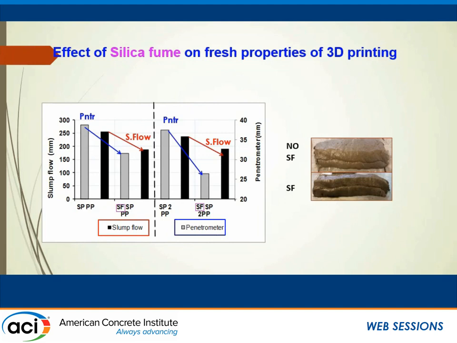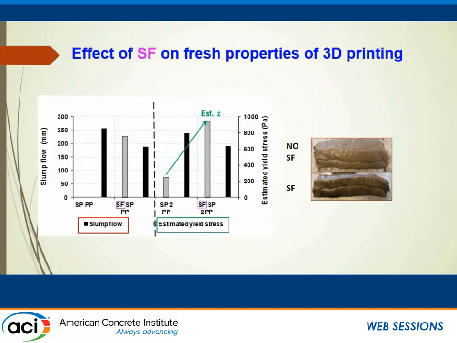The next one shows the effect of silica fume, the mix with silica fume below, and here without silica fume. By adding 8% silica fume, the slump flow goes down, as expected, and the penetration also goes down. And if we add more fiber, this also affects the slump flow and penetration, especially, as we'll see later, when increasing three times.